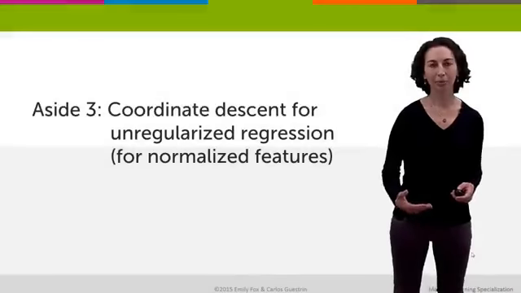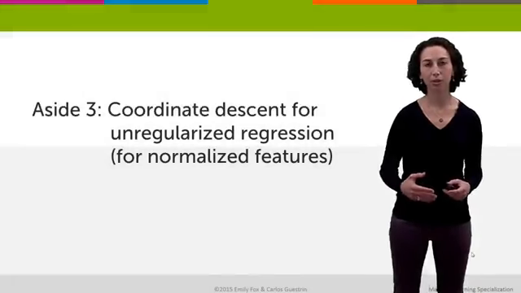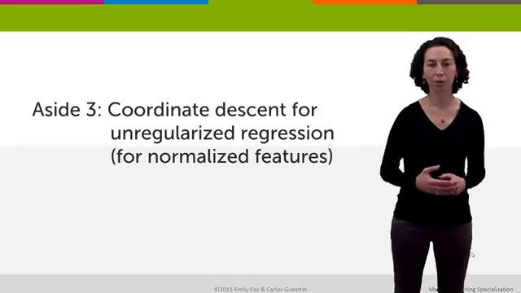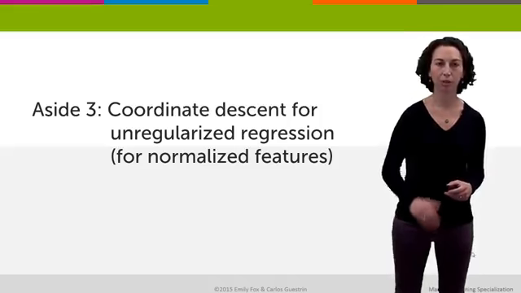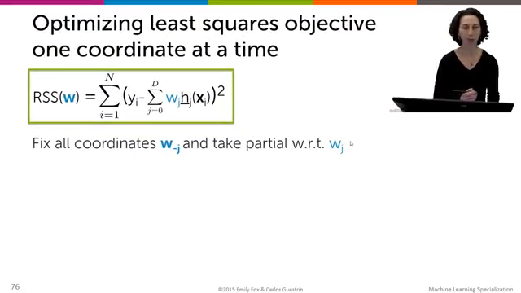As a last aside, before we get to our coordinate descent algorithm for lasso, let's first describe, or rather derive, our coordinate descent algorithm for just least squares regression using these normalized features that we just described. So here's our least squares objective, which is just minimizing our residual sum of squares.